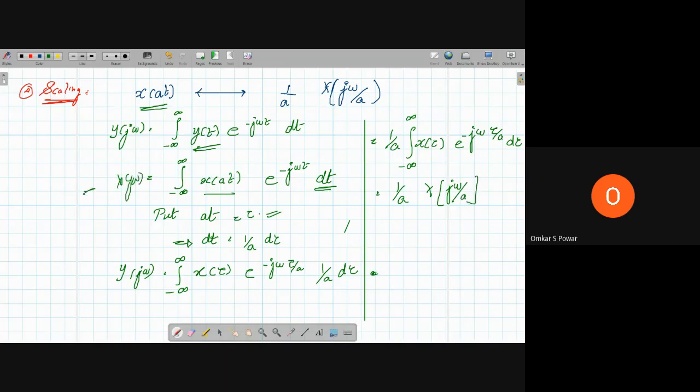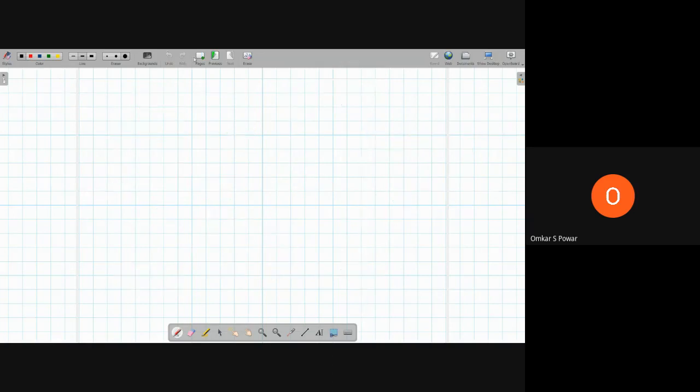If you compare this one here, x of at e power minus j omega t dt is nothing but X of j omega. Here, instead of j omega we have got j omega by a. Same equation if you compare this one and this one. The only thing is it is here divided by a, so you have to write it as 1 by a into X of j omega by a. So this is your scaling property.